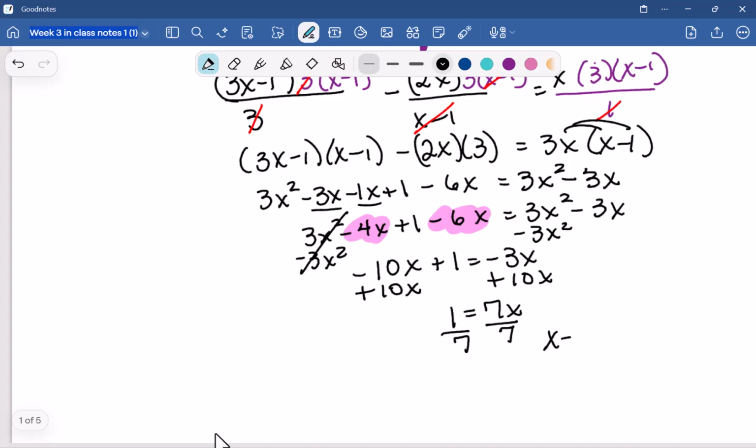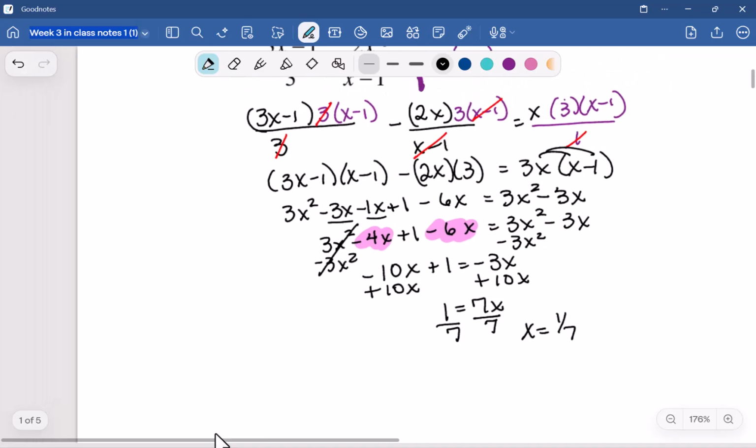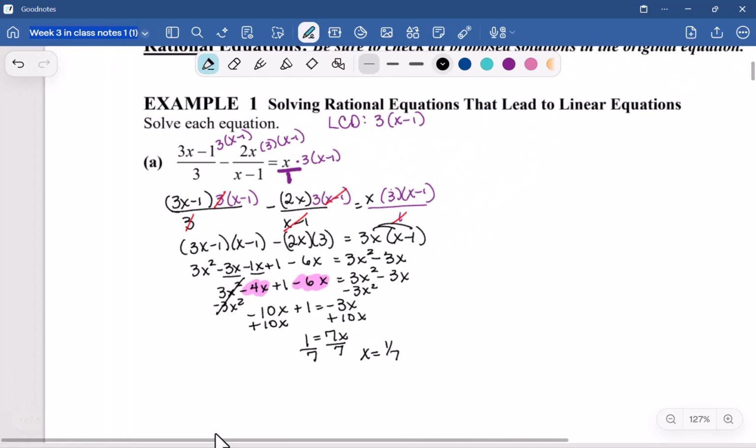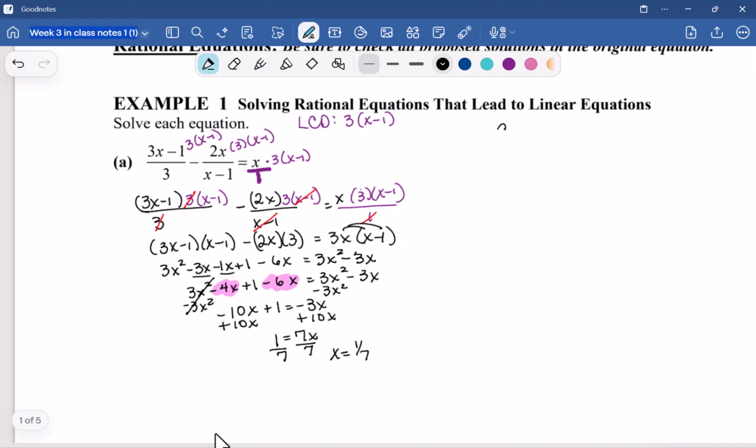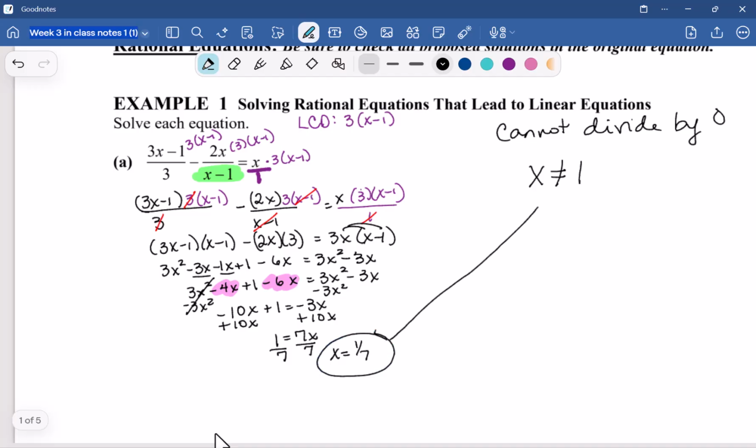So x equals 1/7. Now, for rational functions, there's a rule. You cannot divide by 0. So if you look at what you had to begin with, you look at your bottoms. You had an x minus 1 on the bottom. So the rule is that x cannot be 1, okay? So as long as my 1/7 is not 1, I'm good. So that's my answer.